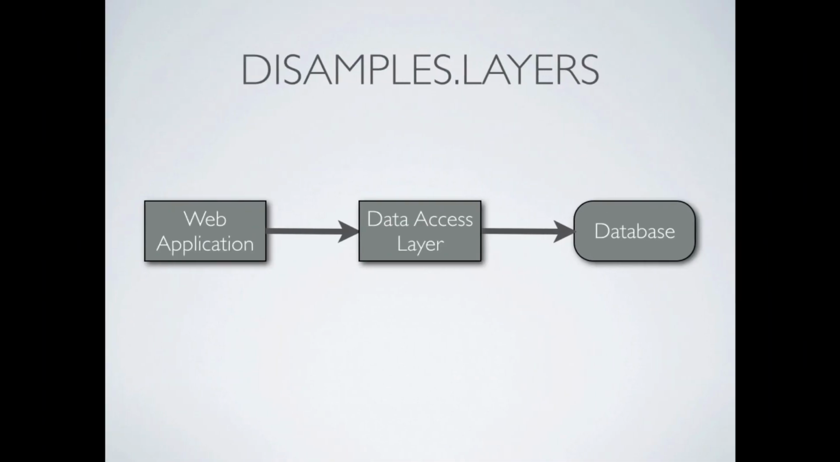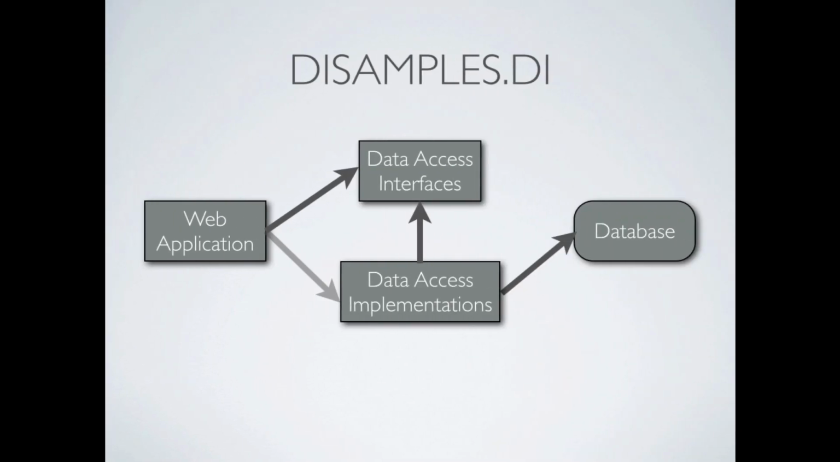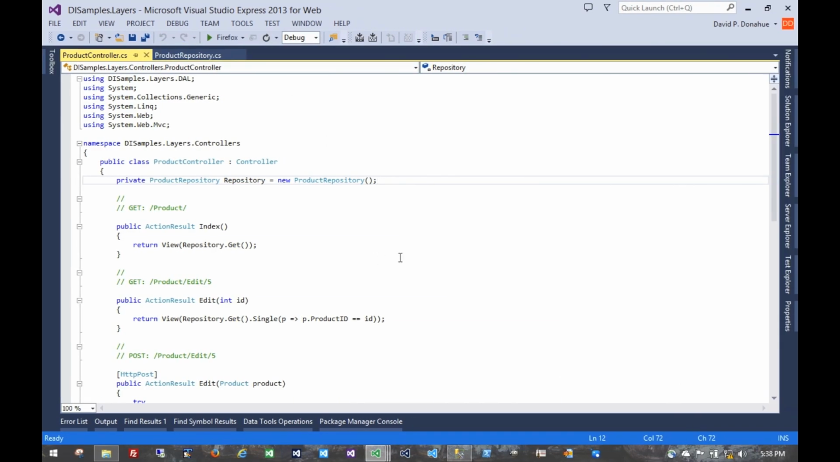So the pattern that we want to go with is something more like this. Now, as you can see here, we have these interfaces, and everything points toward the interfaces. The interfaces themselves don't depend on anything else. Now, the web application also has this other coupling to the data access implementations, and those implementations are what couples to the database. Now, that other coupling we want to pull out, but we'll get to that in a minute. First, let's look at what this code really looks like.